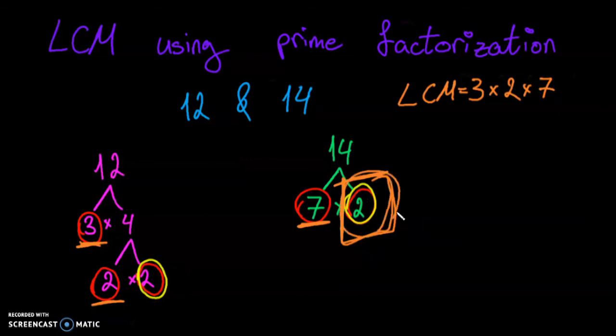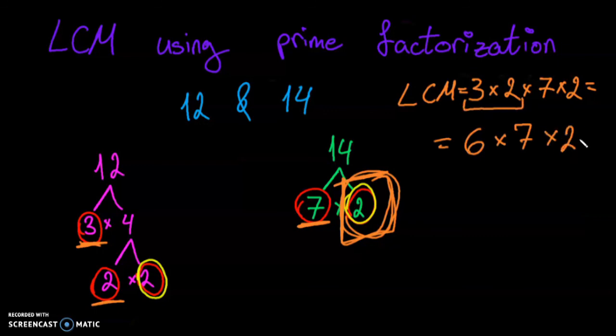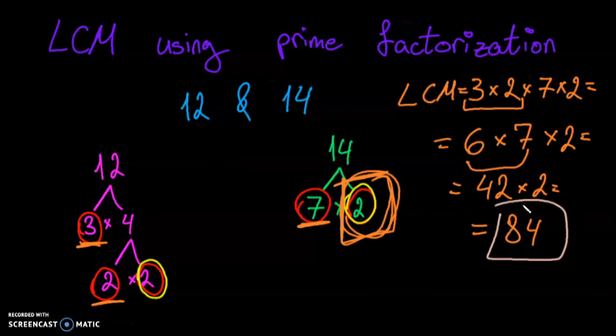So only from this side maybe. So times 2. 3 times 2 is 6. Times 7 times 2. Now you already know how to multiply, so that's why I'm not going through this. 6 times 7 is 42 times 2. And finally, 42 times 2 is 84. So we found out that the LCM between 12 and 14 is 84.